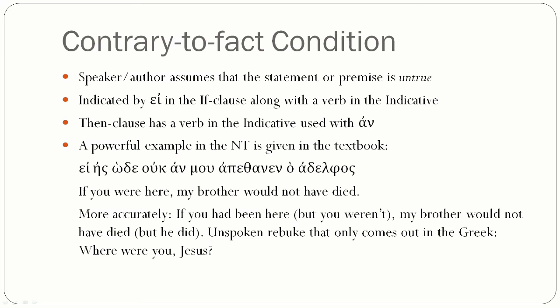Okay, you're going to have ei in the if clause again, and ei occurs with the indicative mood. Pretty standard. Your then clause is going to have a verb in the indicative, and it is going to be used with this funny particle, an. Again, we're going to have that an, which muddies the waters now, and it's going to take this from something that is presented as true to something that is understood to be untrue. Okay, giving that sort of element of indefiniteness again, but in a different way. And here's one of the few times that you're going to see an used with something other than a subjunctive.